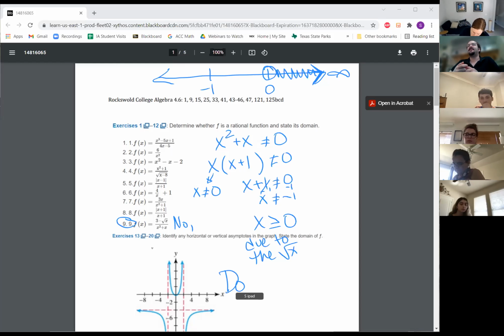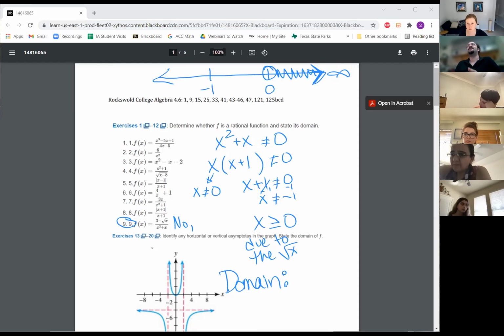It might be worth stating, when they ask for the domain, they're talking about the domain on the real number line. Because we can throw in negatives into the square root, but it's going to give us imaginaries, and that takes us out of the real number line. Yeah, that's true. We're not looking at complex numbers here. We're not going to the imaginary graphing axis. There's not really a very pretty way to graph imaginaries, if we're being honest.